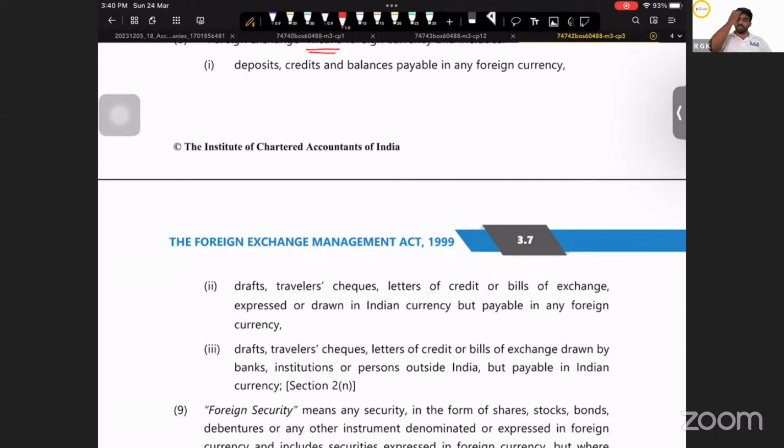Further, draft, traveler's check, letter of credit, bill of exchange drawn by banks, institutions, or persons outside India, but payable in Indian currency. Drawn outside India, but you are going to pay in Indian currency, that will also be considered as foreign currency. So this is the definition given to us in the Act with respect to foreign currency. This is the meaning of foreign currency.